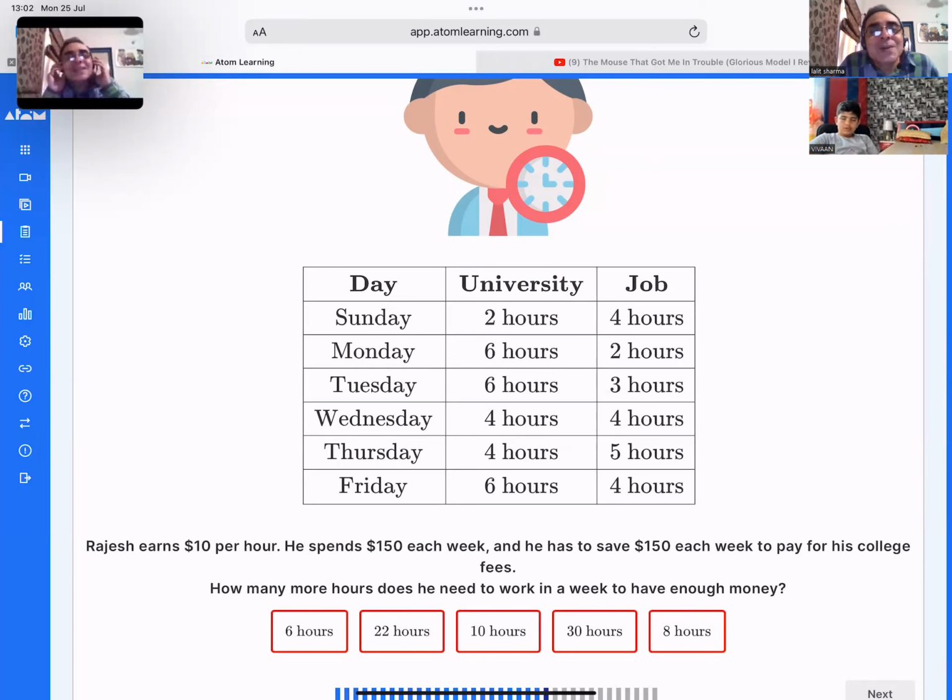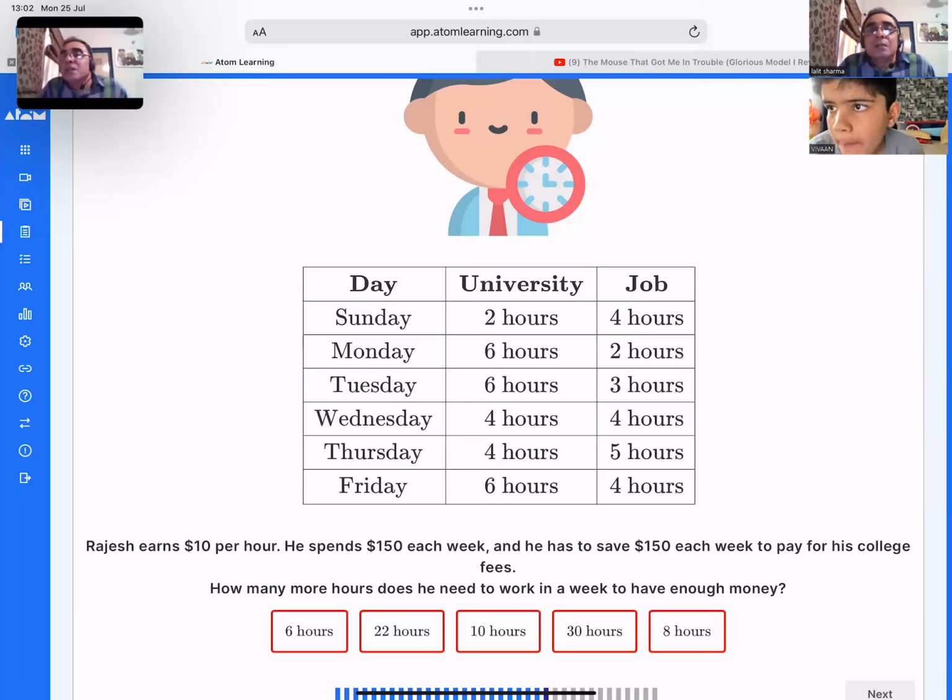Rakesh earns $10 per hour. He spends $150 each week. And he has to save $150 each week to pay for his college fee. How many hours does he need to work in a week to have enough money? That means every week how much he needs. He spends 150, and he has to save 150 each week to pay his college fee.